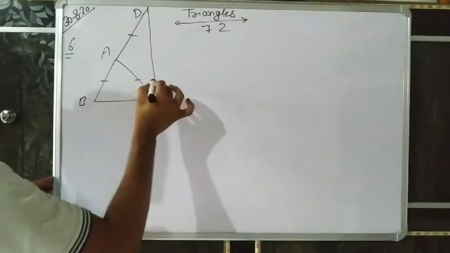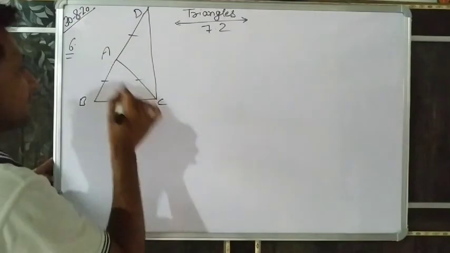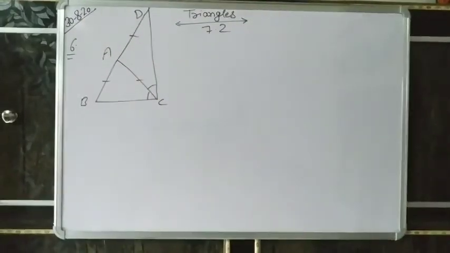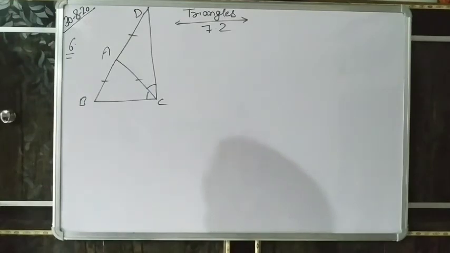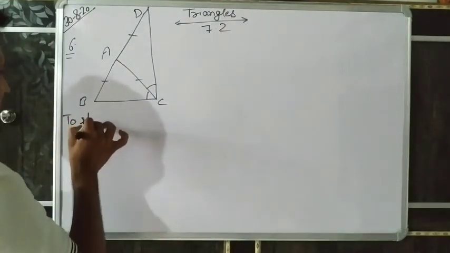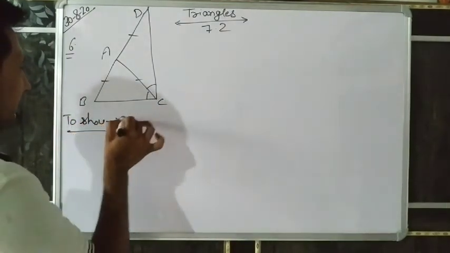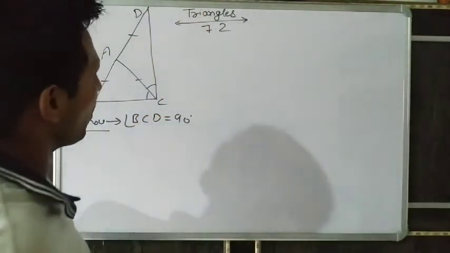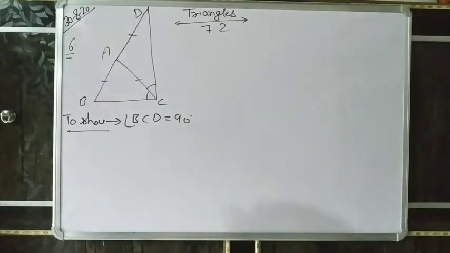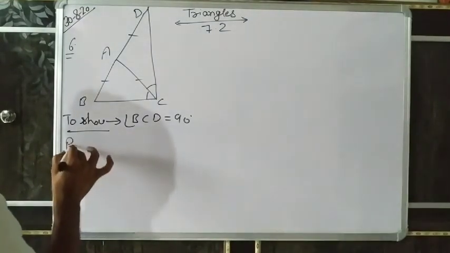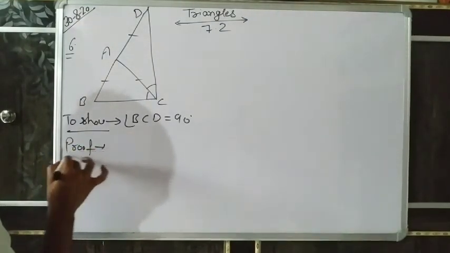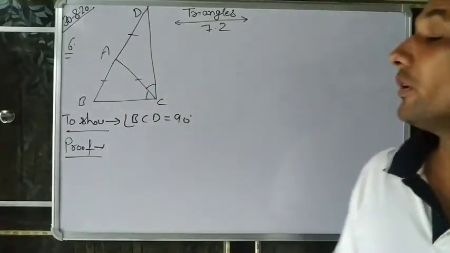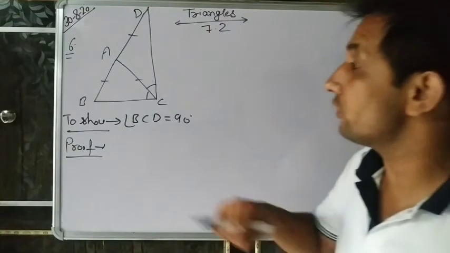BCD is the total angle. It means this angle plus this angle is how much? 90 degrees. So to show that angle BCD is 90 degrees, look at how to approach the answer. Always we will use every part whatever is given in the question. What is given in the question?